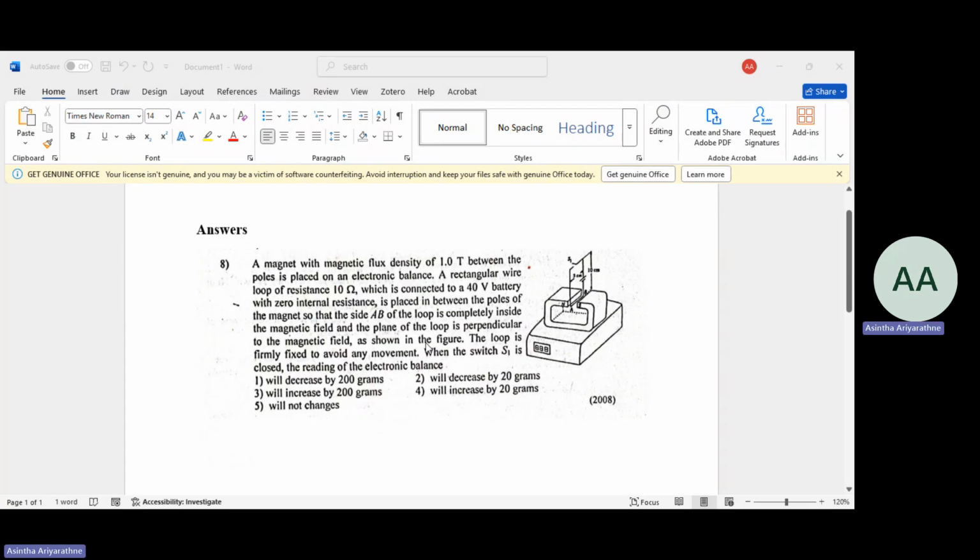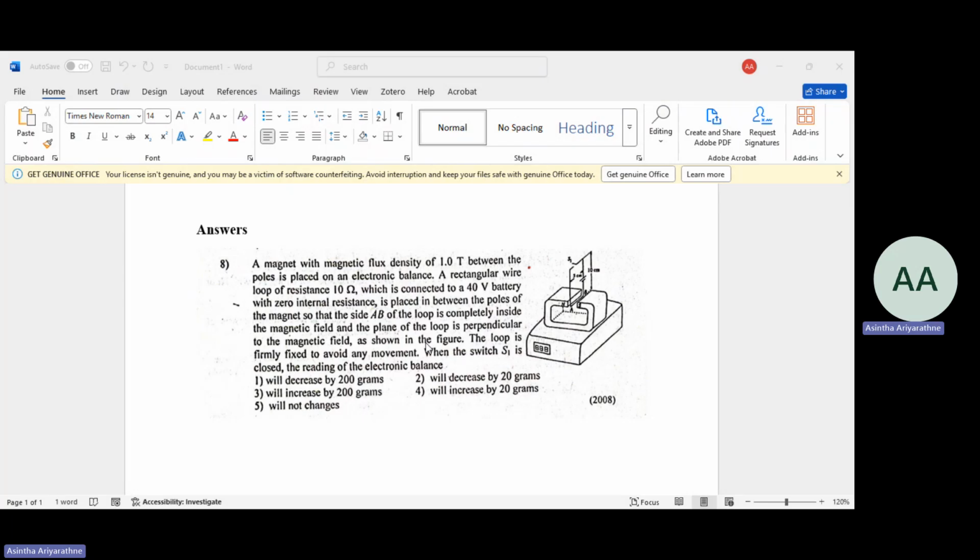So here we have a magnet with magnetic flux density 1 Tesla. Between the poles is placed, on an electronic balance, a rectangular wire loop of resistance 10 ohm, which is connected to a 40 volt battery with zero internal resistance, so that the side AB of the loop is completely inside the magnetic field, and the plane of the loop is perpendicular to the magnetic field as shown in the figure.